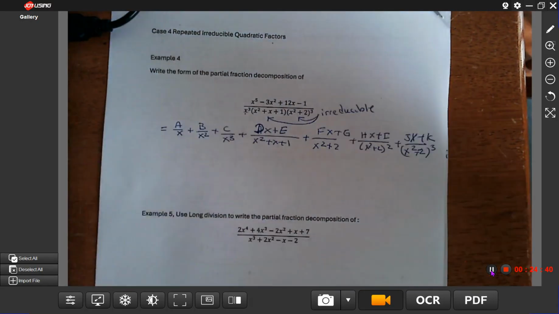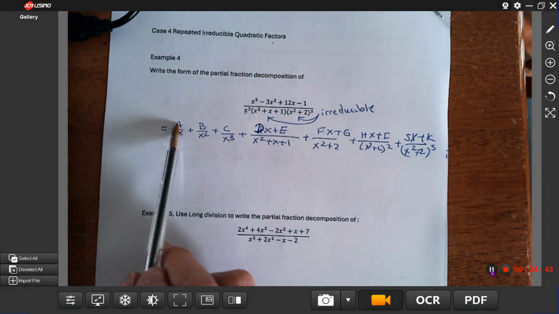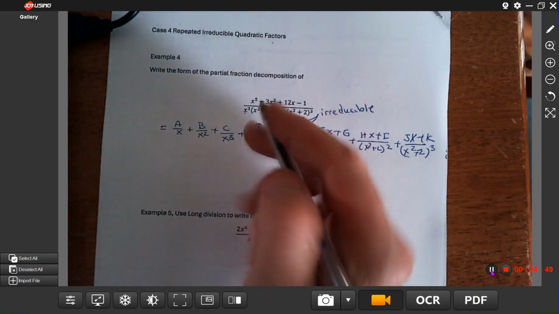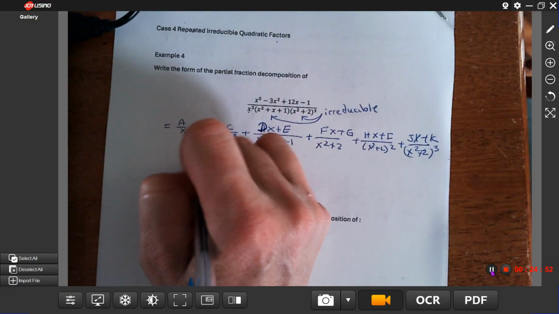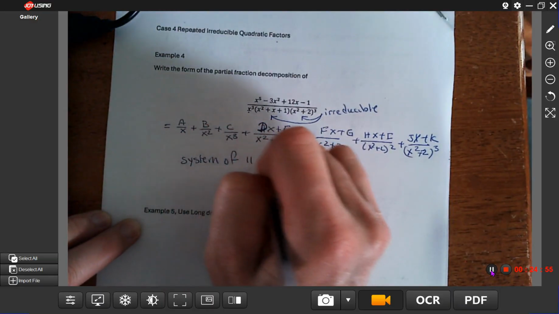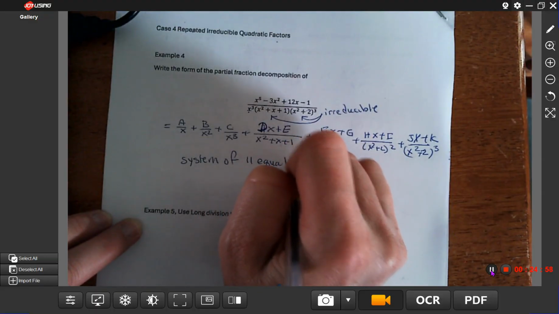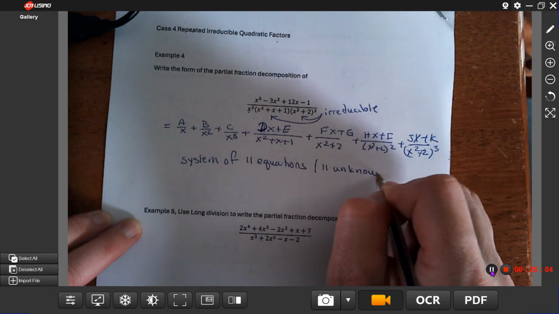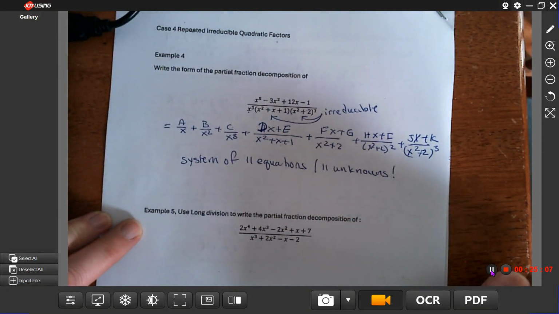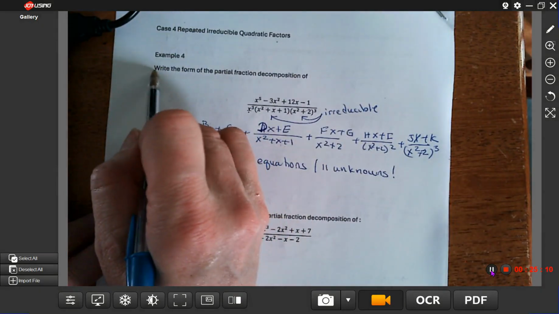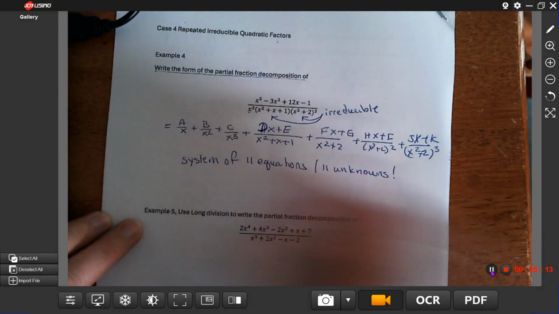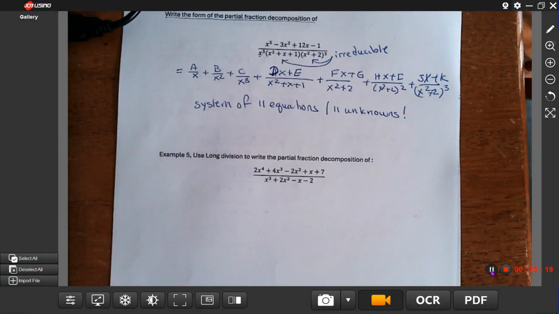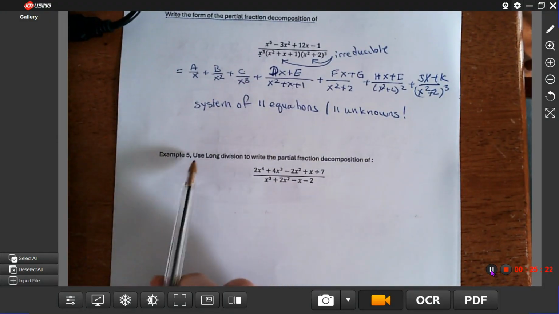Now clearly when we work this all out and find the coefficients, we're going to have a system with 1, 2, 3, 4, 5, 6, 7, 8, 9, 10, 11. So you're going to have a system of 11 equations with 11 unknowns. Thank goodness for calculators. But notice the directions said, write the form of the partial fraction decomposition. So that's the form. And we're going to stop. We followed the directions. Okay, so now we've got one more.